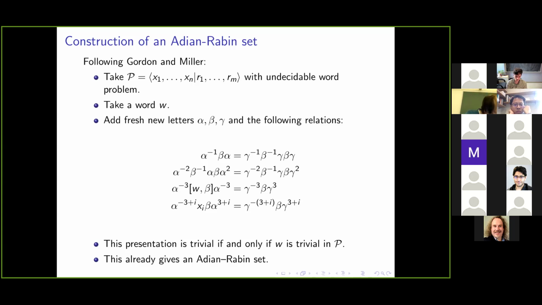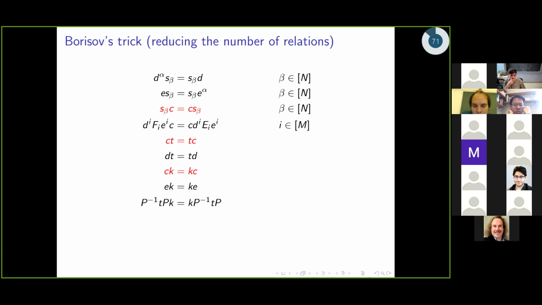And now in the remaining 5 minutes, I will try to sketch the modifications with the fixed presentation, with a fixed deficiency, but it will be just fragments. First, it's possible to actually reduce the number of relations by something called Borisov's trick.